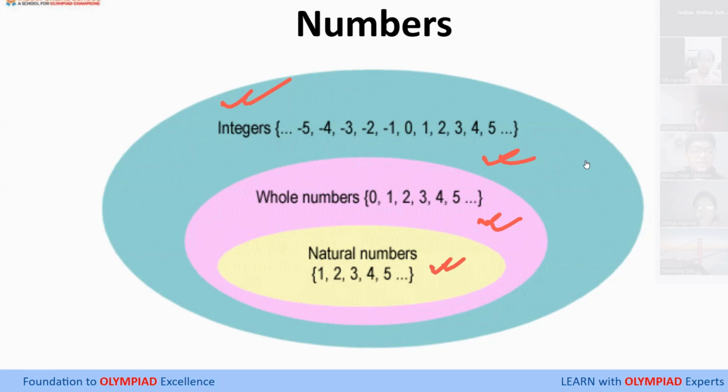Ma'am, in the inner circle, there are the natural numbers which contain numbers from 1 to positive infinity. Meanwhile, whole numbers are a bigger set of numbers which contain values from 0 to positive infinity. And the outer circle, the integers, contain numbers from negative infinity to positive infinity. Okay.